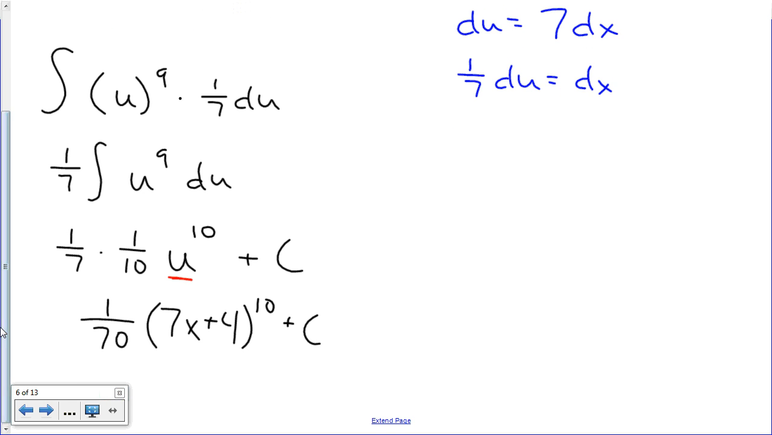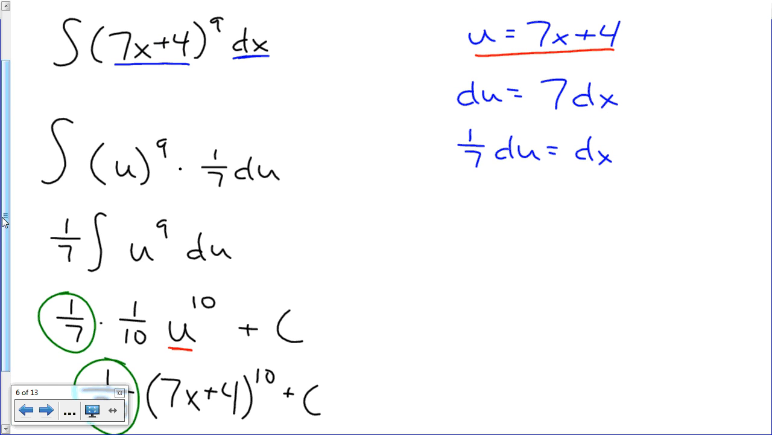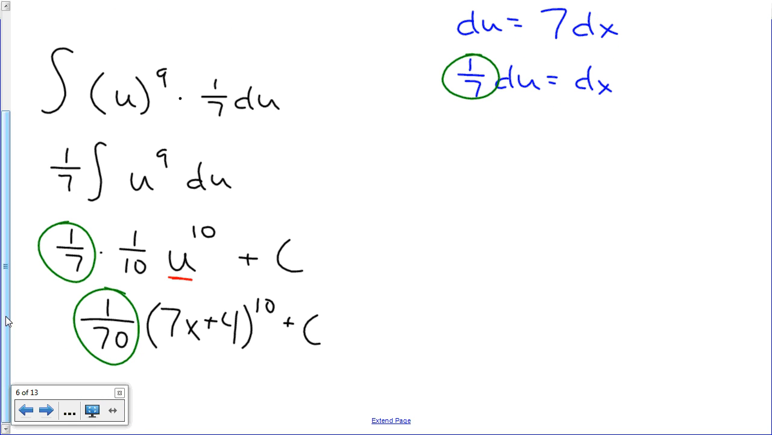Again, the nice thing about that, if you're looking at this problem going, how did they get 1/70th? Realize it came in because the 1/7 showed up because of this differential over here. And the 1/10 part of it came in because you're using the power rule. Okay? But if you're struggling with seeing where that constant comes into play or how it shows up there, using that u substitution will definitely help you with that.